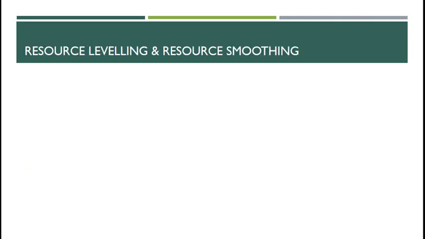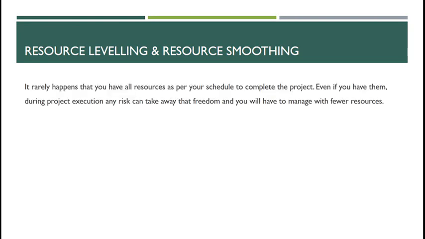Okay, so there are tools and techniques used in project management to overcome these issues. One is called resource levelling and one is called resource smoothing. It rarely happens that you have all resources as per your schedule to complete the project. Even if you have them during project execution, any risk can take away that freedom and you have to manage with fewer resources. So for example, somebody might go off sick, or they may be required elsewhere. In an ideal world your plan goes from start to finish, but realistically you do have issues in the execution of your project.